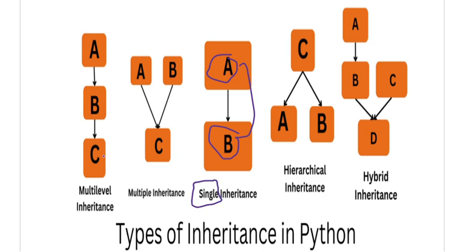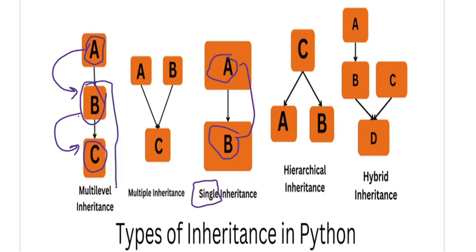And one more, we have multi-level. What is multi-level? C is the child class, and B is the parent of C, and A is the parent of B. In this scenario, B will act as a parent and C will act as a child. And A will act as a parent and B will act as a child.